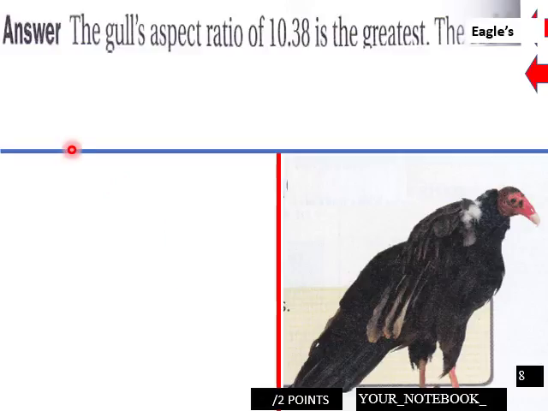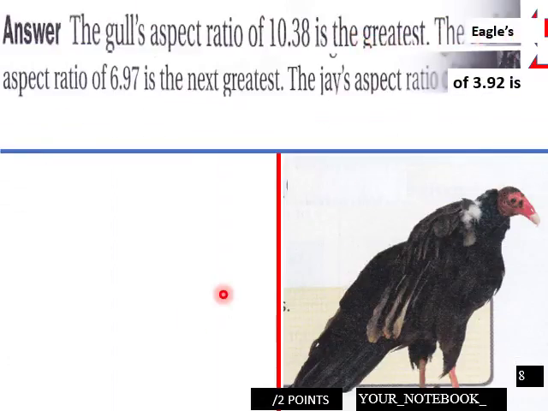And then the answer: the gull's aspect ratio, 10.38, is the greatest. The eagle's aspect ratio, that's what they call aspect ratio, of 6.97 is next greatest. The jay is 3.92.